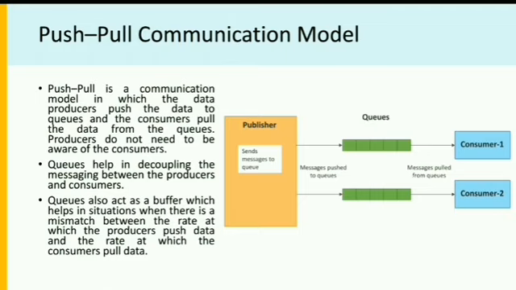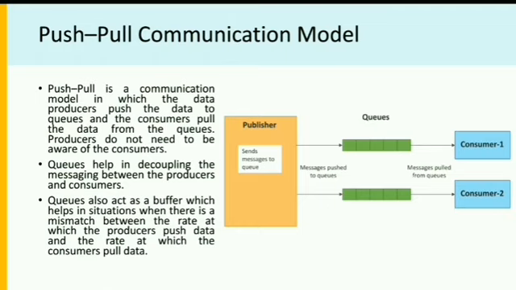Here in the push-pull communication model, the queue also acts as a buffer which helps in the situation where there is a mismatch between the rate at which the producer pushes the data and the rate at which consumers pull the data. So the role of the queue is storing the message. It also controls the traffic, and that's why in many IoT applications the push-pull communication model is used.